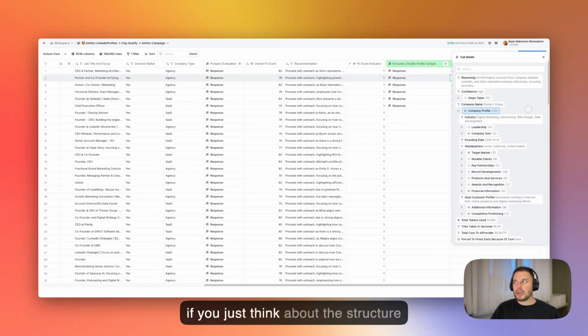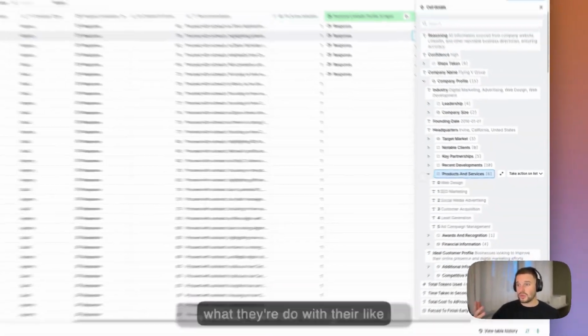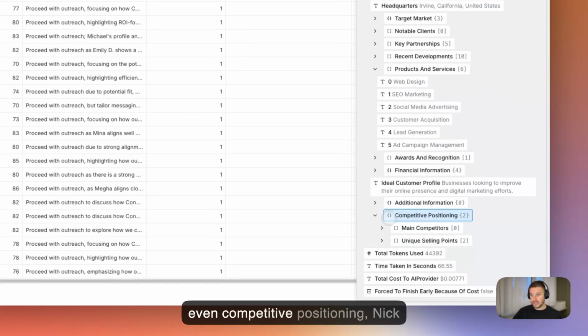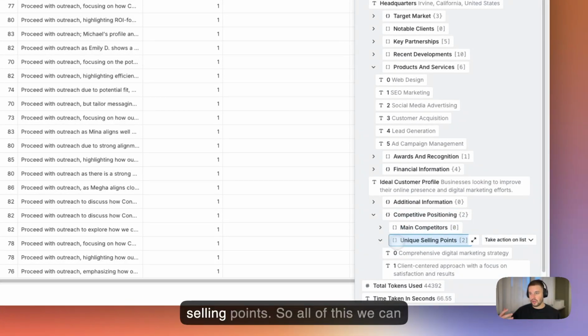But if you just think about the structure and the type of data you want to return, you can basically copy the data that you're getting from other data providers. So you just use a logical structure. For example, here I want to get the industry, the leadership, the company size, founding date, headquarters, etc. Even the products and services, what they do, their keywords, awards, and recognition. Here, I even asked to get the ideal customer profile, so we know who they are targeting, and even the competitive positioning and unique selling points.